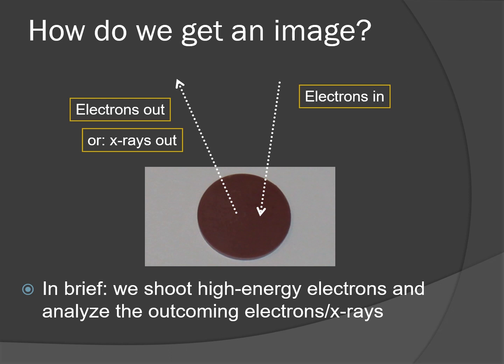How do we get an image? Simply said, electrons in, electrons out, or X-rays out. In brief, we shoot high energy electrons and analyze the outgoing electrons or X-rays.